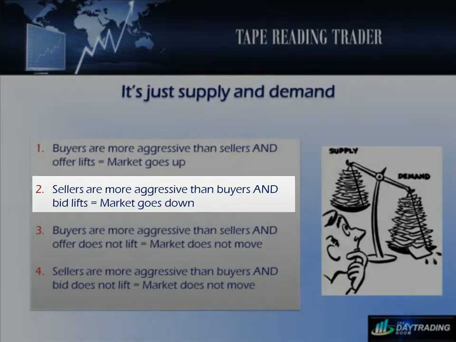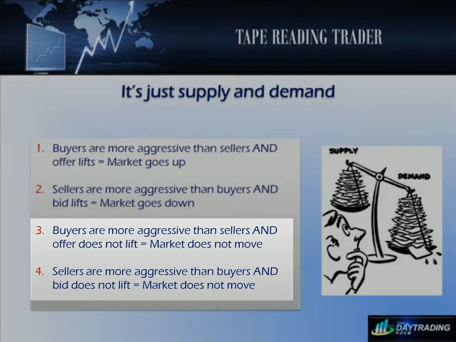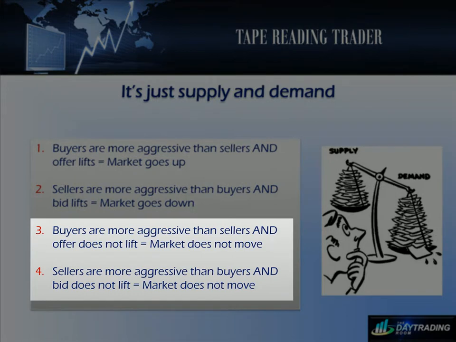But we've got two more possibilities here for tape readers, which gives us that ability to look very closely at the in-depth price action and order flow and get a lot more information than those people just looking at charts. So consider now, when the buyers are more aggressive than sellers and the offer does not lift, the market does not move, what actually is happening? And vice versa, when sellers are more aggressive than buyers and the bid does not lift or the bid does not move and the market does not move.